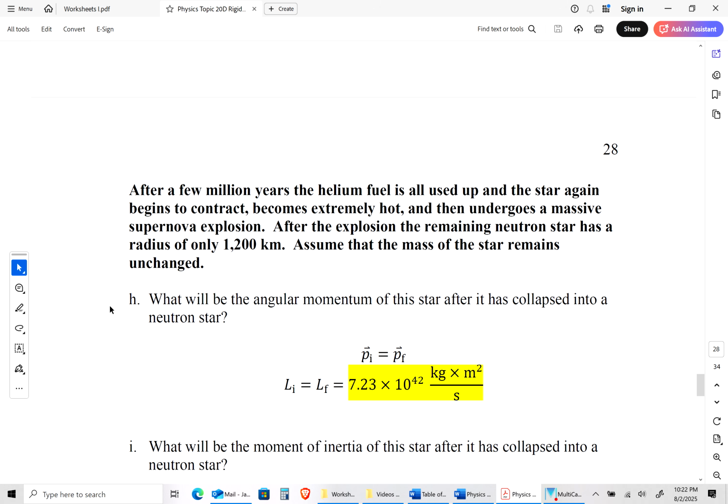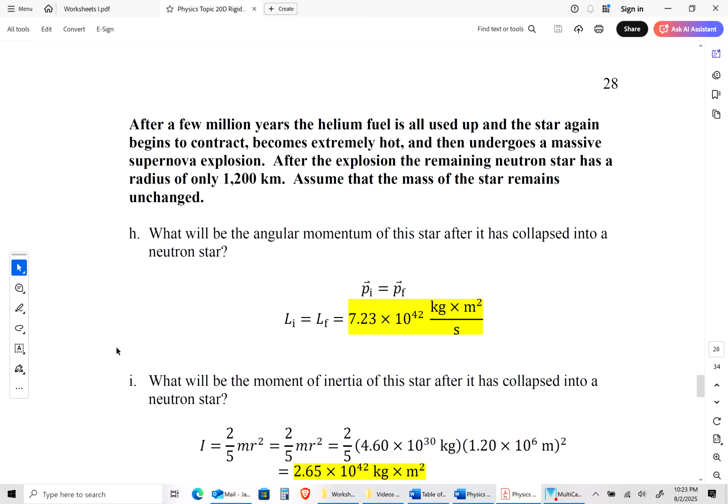After a few million years, the helium fuel is all used up and the star again begins to contract, becomes extremely hot, and then undergoes a massive supernova explosion. After the explosion, the remaining neutron star has a radius of only 1,200 kilometers. Assume that the mass of the star remains unchanged. Part H. What will be the angular momentum of the star after it has collapsed into a neutron star? Angular momentum is conserved, so L initial equals L final.